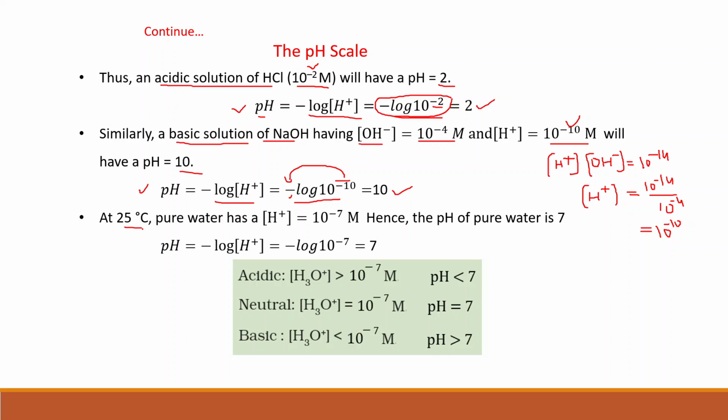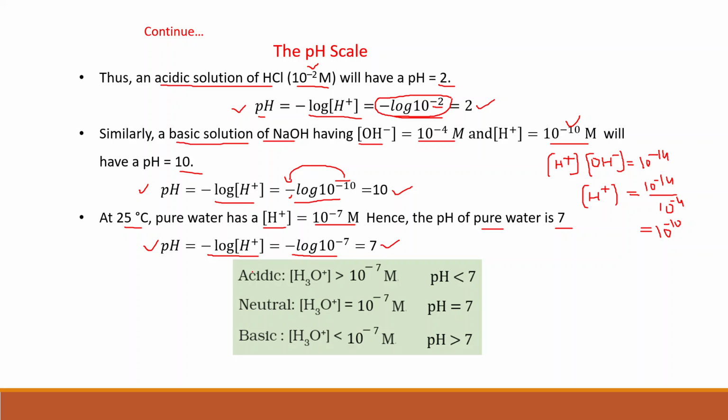At 25 degrees Celsius, pure water has hydrogen ion concentration 10 to the power minus 7 M. Hence the pH of pure water is 7. You can again find this using the same formula. pH is equal to minus log of hydrogen ion concentration, which is equal to minus log of 10 to the power minus 7, and that is equal to 7.